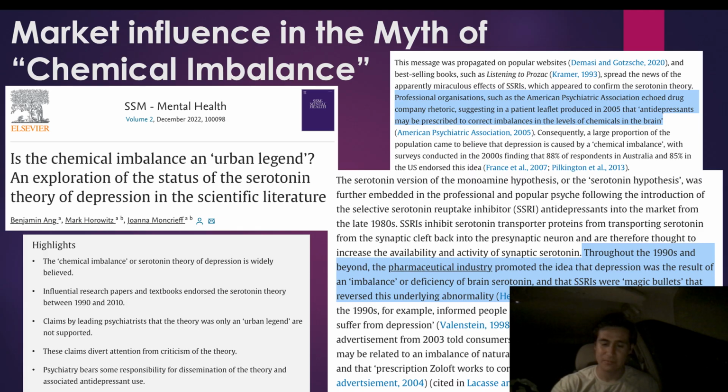So, pause it if you need to, just to sit with it for a while, but it really turns everything that we know on its head when it comes to this idea of mental illness as a biological deficiency, as a biological illness. There's some nuance to be found in that, absolutely. But I think what I was getting at with the title of this page, Market Influence in the Myth of Chemical Imbalance, is exactly that.